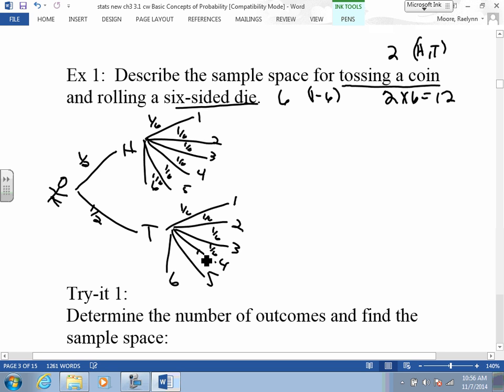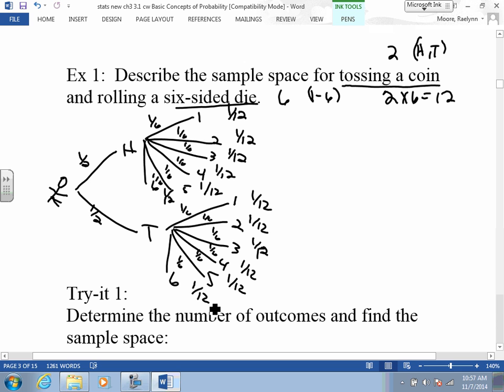So the probability of getting a heads and a 1 is what? 1/2 times 1/6 is what? 1/12. And doesn't that make sense? Because shouldn't I have 12 of these? Shouldn't I have 12 outcomes? 2 times 6? Each one being 1/12. They each have to be equal. And 12 of 1/12 add up to what? 1. I want you to see that this all makes sense.